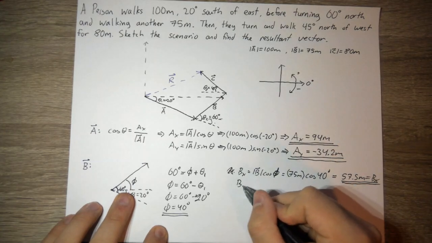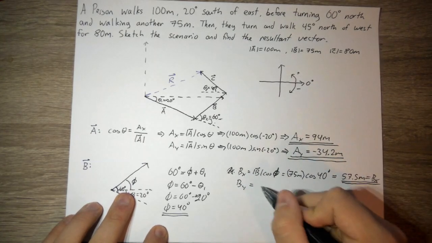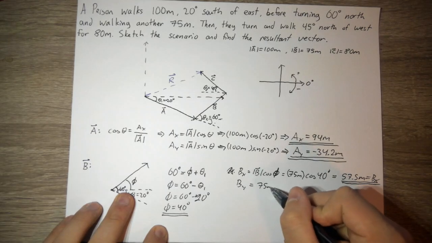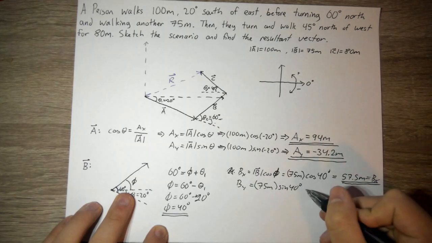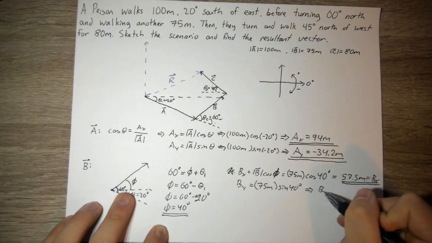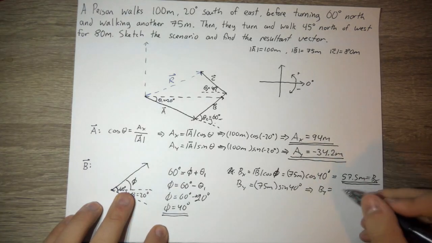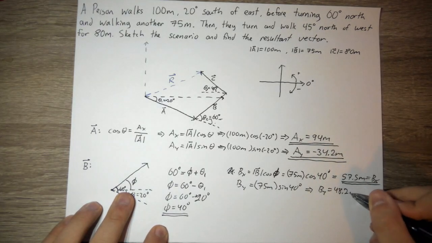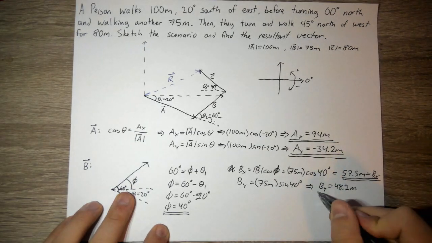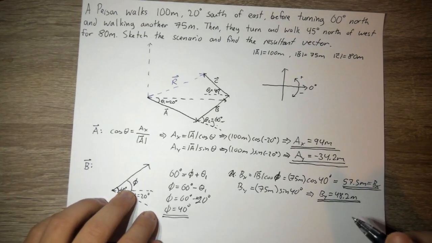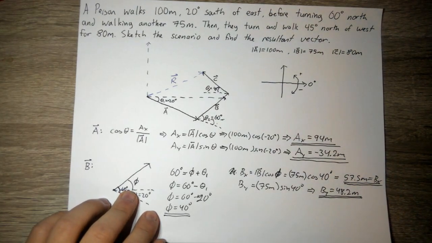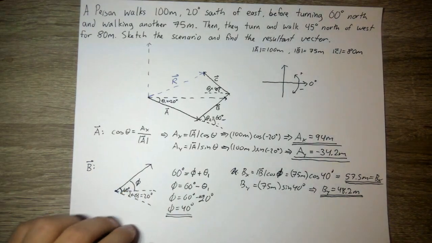Now By is 75 meters sine of 40 degrees, and so that is 48.2 meters. Okay, perfect. Now we have the components of A and B, and now let's do C.